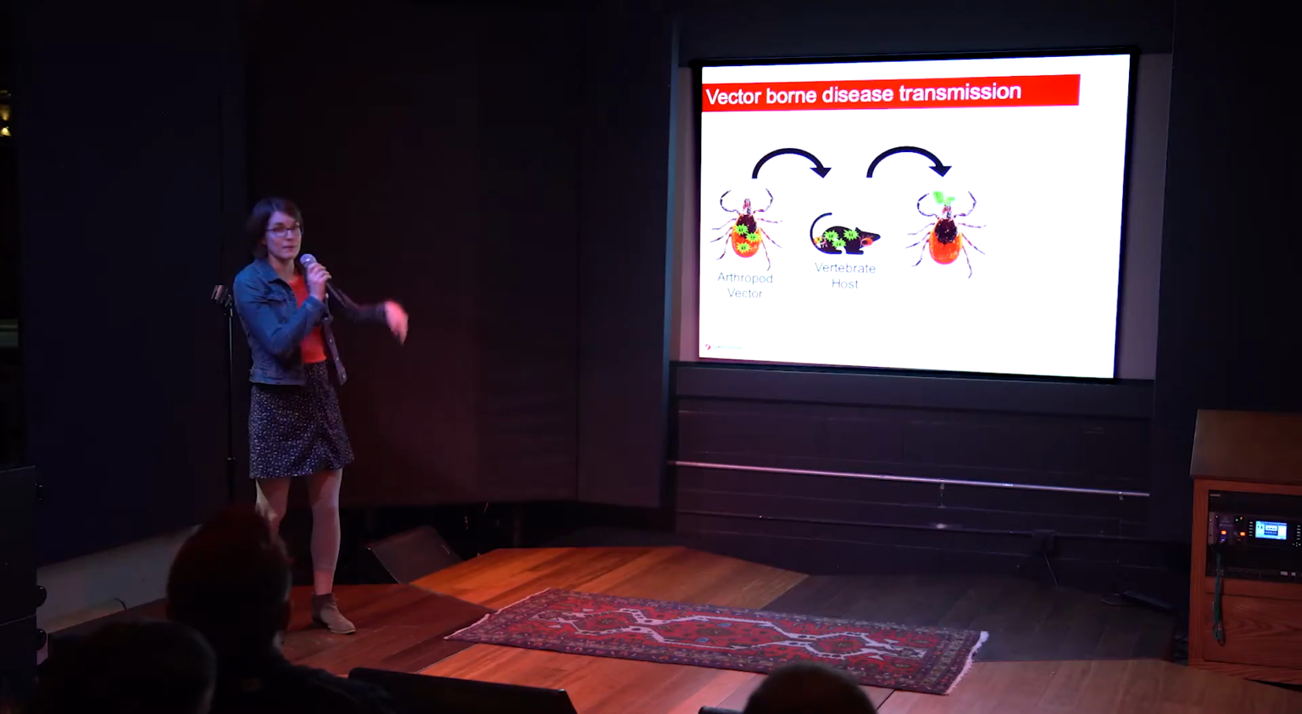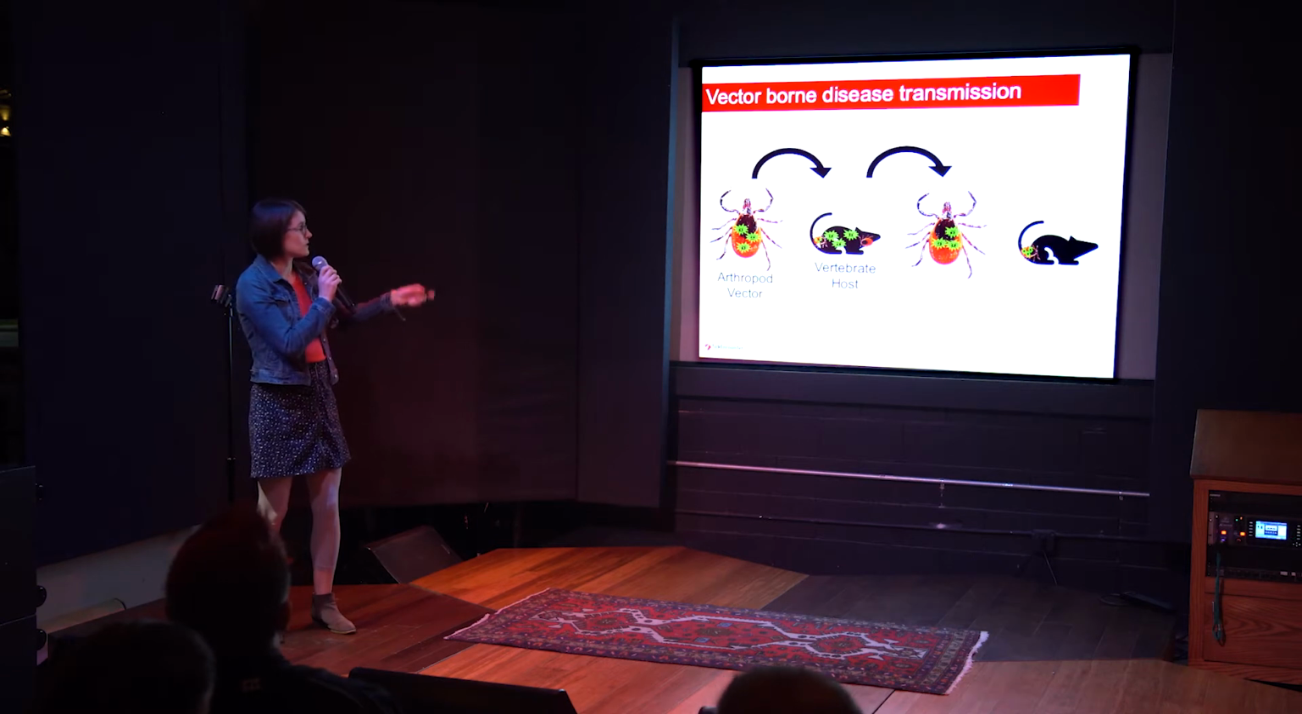Then that host might get fed on again by another tick of the same species that needs a blood meal, but that tick, if you'll notice, doesn't have the pathogen. But if it feeds, it might pick up the pathogen from the vertebrate host, and so forth and so on, and the transmission cycle continues. And this is how vector-borne disease transmission happens. So we have vectors that are required, that are necessary to transmit the pathogen from vertebrate host to vertebrate host, etc.